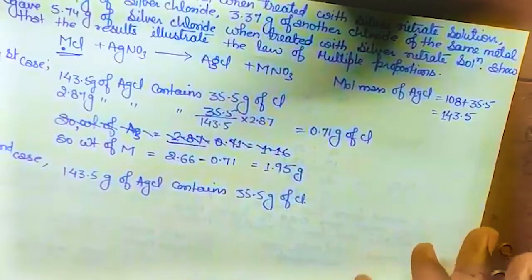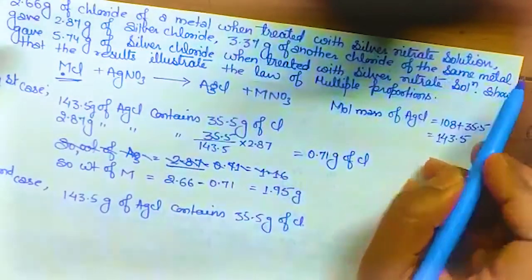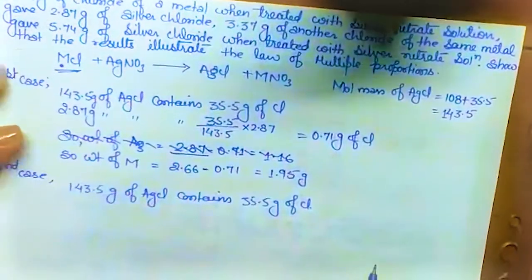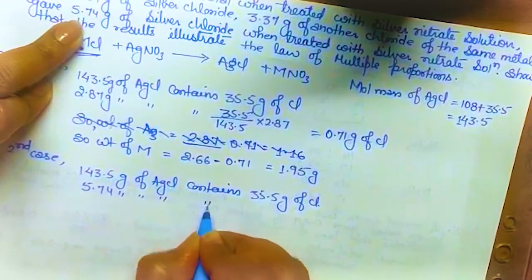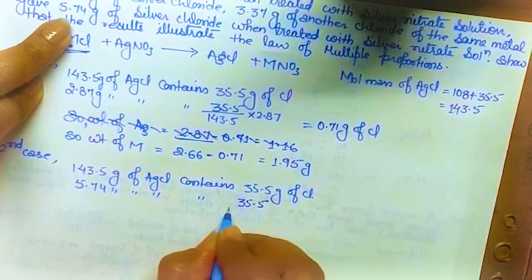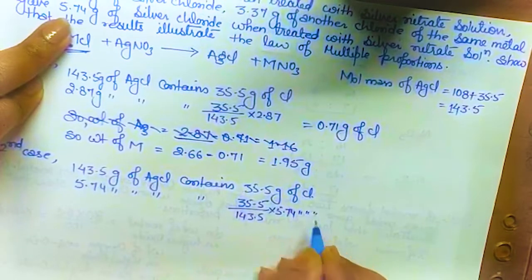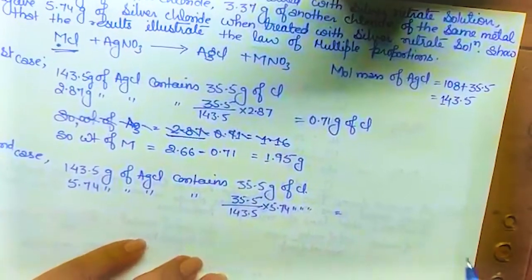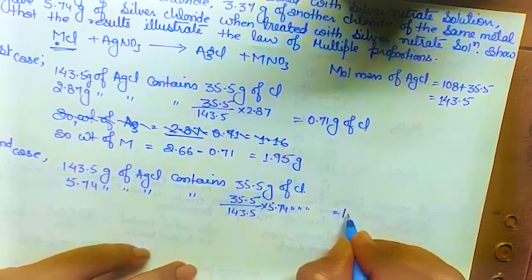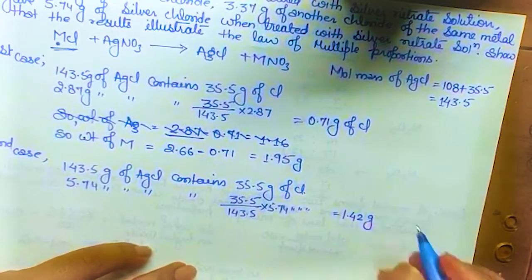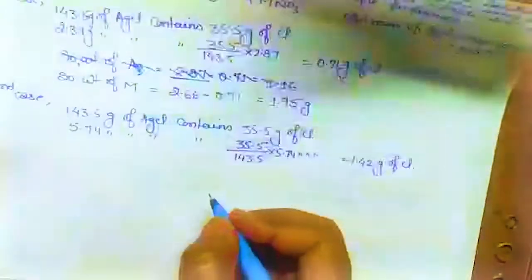So this time, the second case is 3.37 gram of another chloride, isn't it? So that you have to find. 3.37 gram of another chloride of the same metal gave 5.74 gram of silver chloride. So 5.74 gram of silver chloride contains 35.5 divided by 143.5 into 5.74 gram of chlorine. So solve it. Yes, it is 1.42 gram of chlorine.